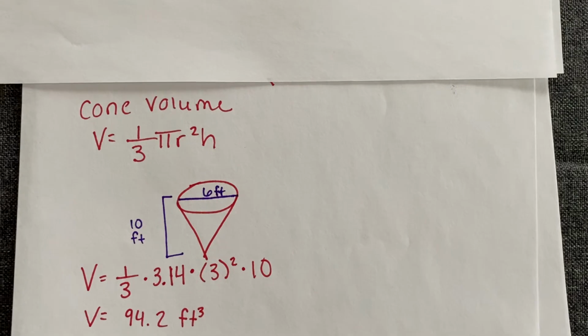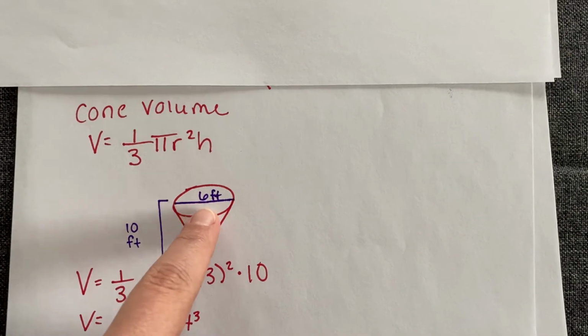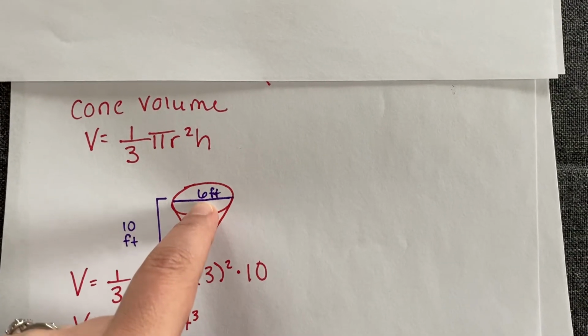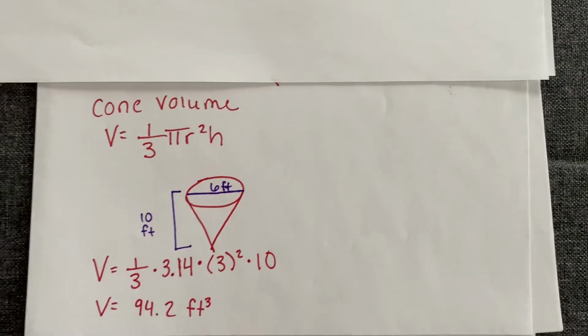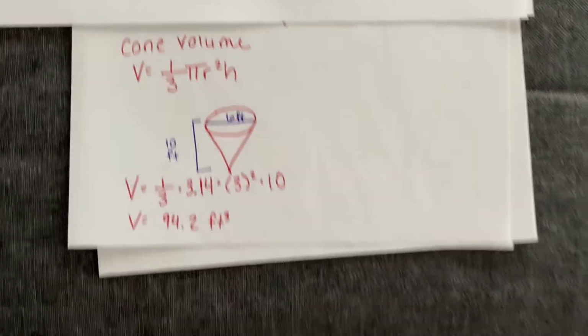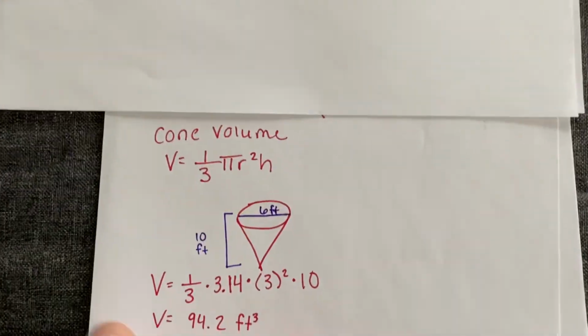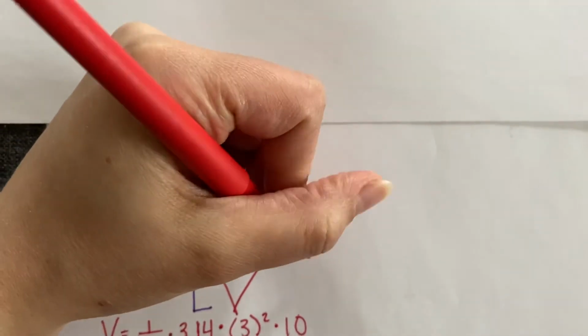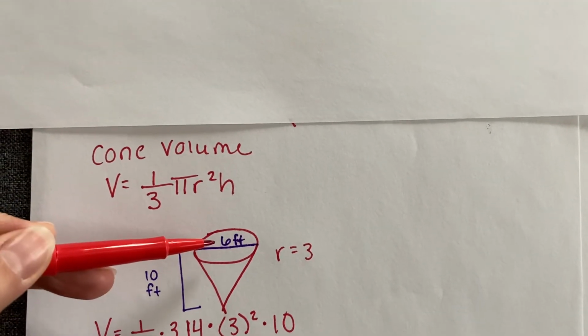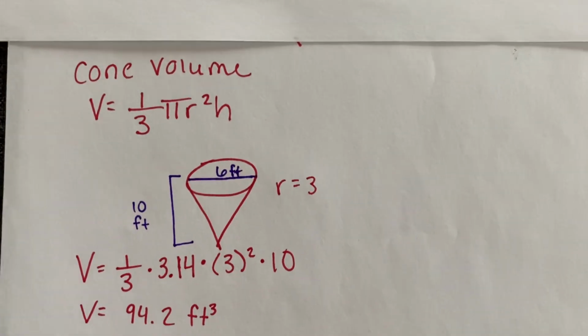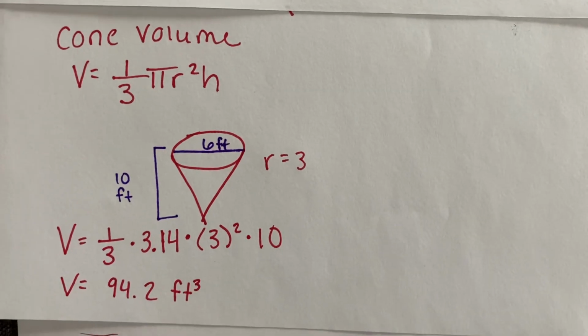So to find the radius, and you know this, all you do is take half of the diameter, which ends up being 3, right? My radius ends up being 3. So I'm going to even put this here. So my radius equals 3 because it is half of this 6. And then you just plug in the numbers like before.